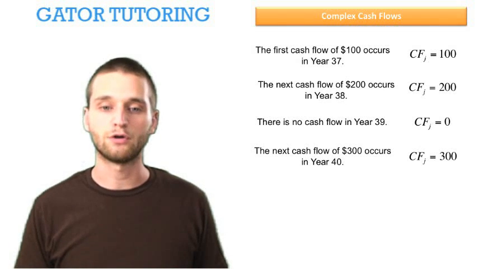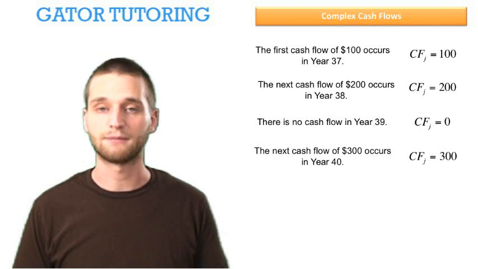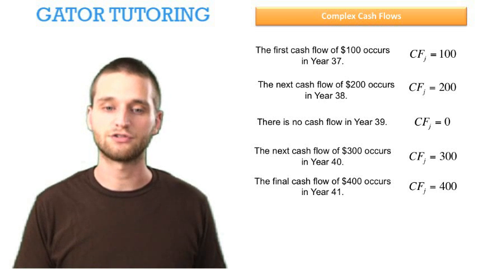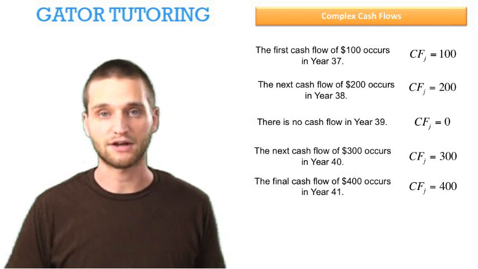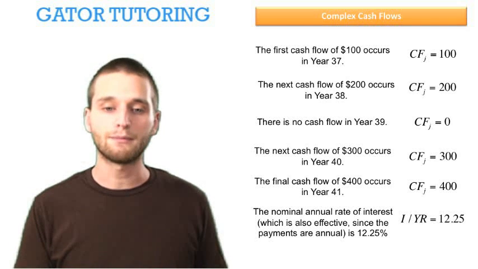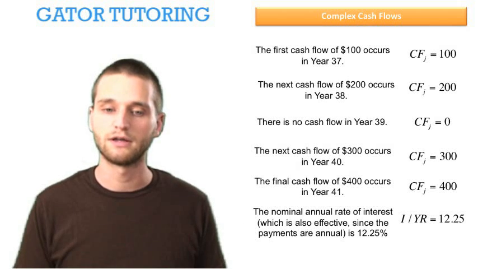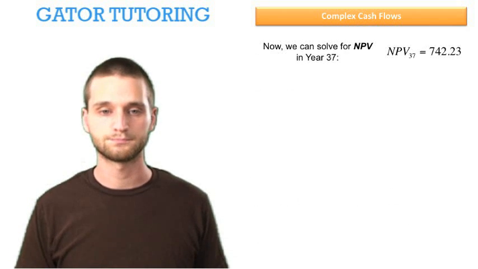The next cash flow of $300 occurs in year 40, and since 40 is right after 39, we can just press 300 and then press the cash flow key. And the final cash flow of $400 occurs in year 41, 1 year later, so we press 400 and then we press the cash flow key. The nominal annual rate of interest, which is also effective since the payments are annual, is 12.25%. So we enter that in for the interest rate.